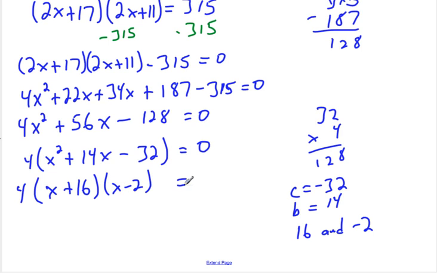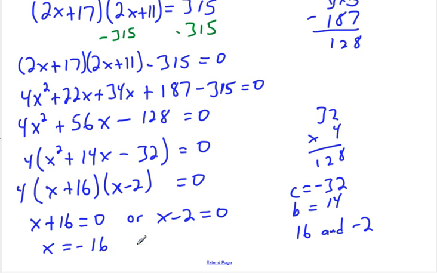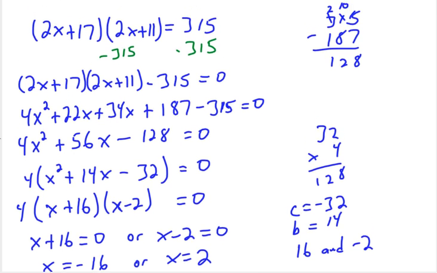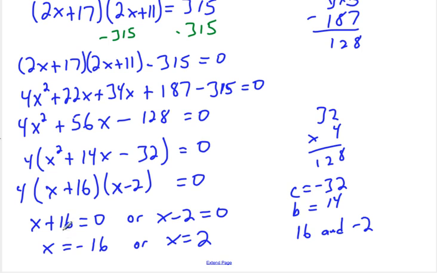Now the zero product property is in effect. Now we have 3 factors, but 4 obviously can never equal 0, so we don't have to include that. So we could say x plus 16 equals 0, or x minus 2 equals 0. So x must equal negative 16, or x must equal 2. Now we're in the real world here, so the border cannot equal a negative distance, so we can get rid of this one. We don't care about that. So we know the border must be 2.